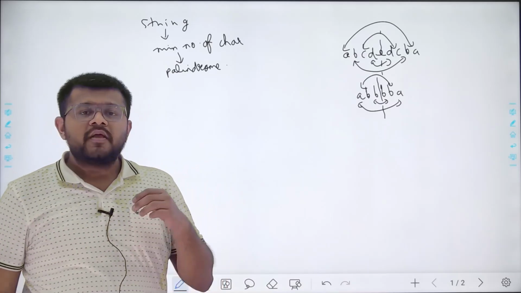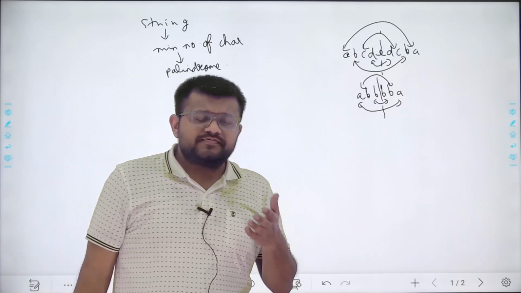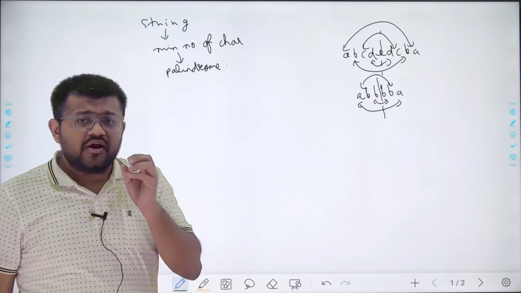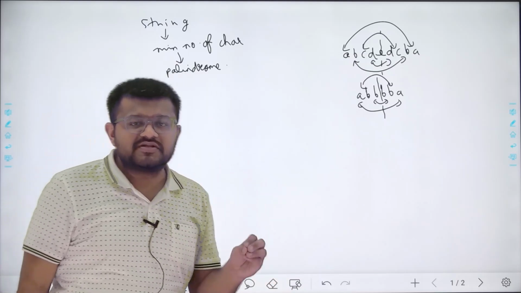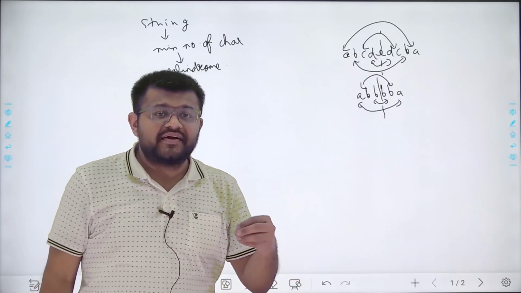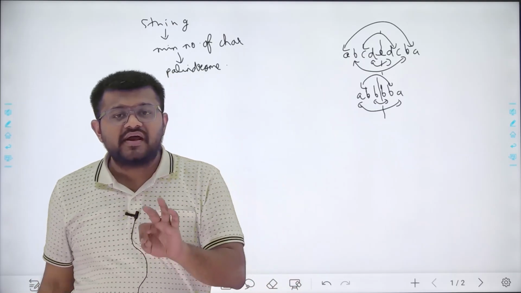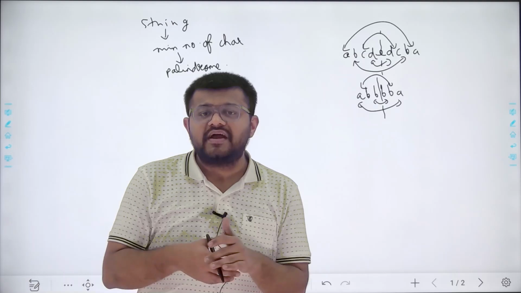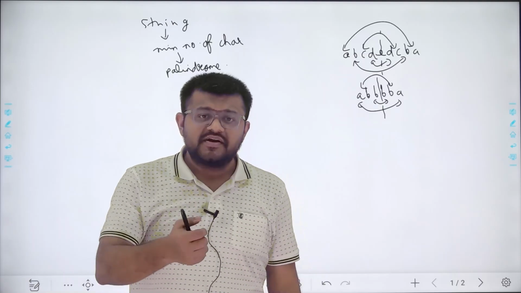Okay. So what I can do is, if I find the longest palindromic subsequence from my given string, then for the remaining characters, I will insert one character each so that they also form a pair and form a palindrome. Please hear it again.